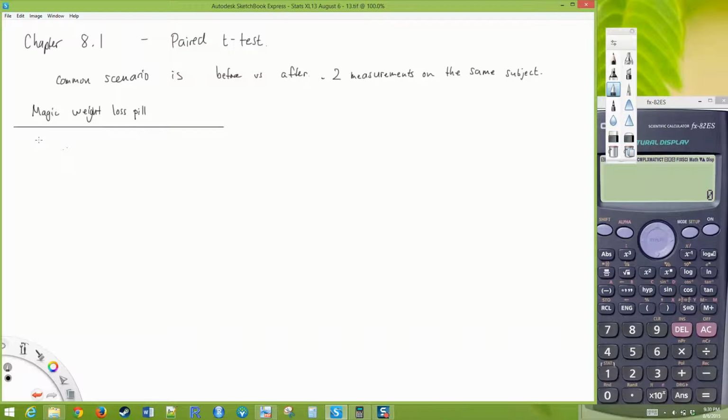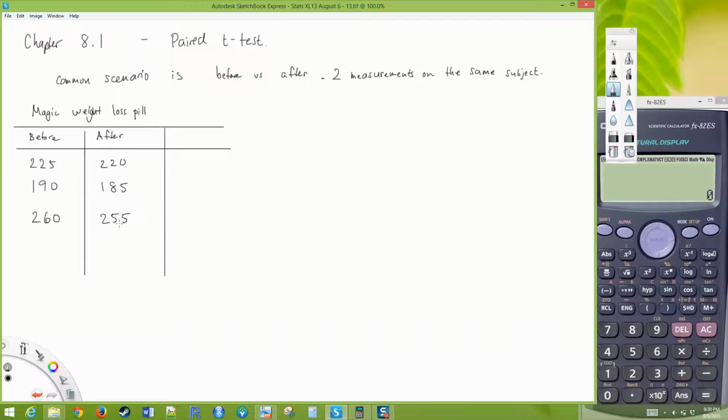Let's say we have the before weight and we have the after. Somebody starts off at 225. After taking the pill, they are down to 220. Someone else starts off at 190, and after the pill, they are down to 185. Another person starts off at 260. After the pill, 255. And someone else starts off at 160 and ends up after the pill at 156.